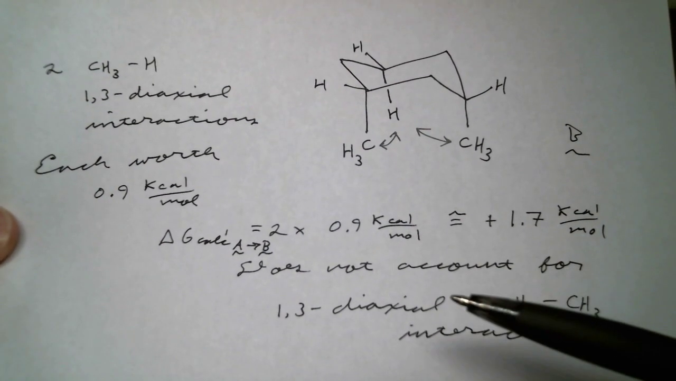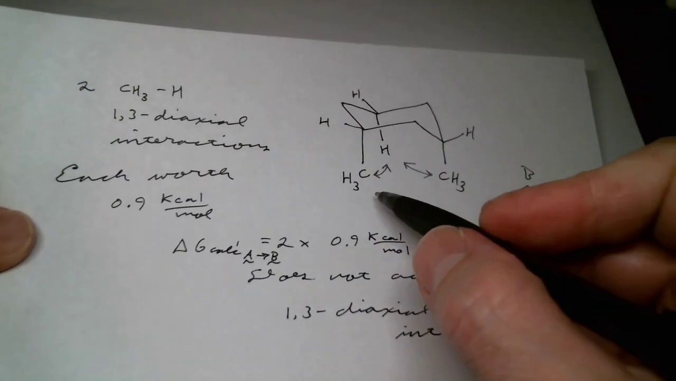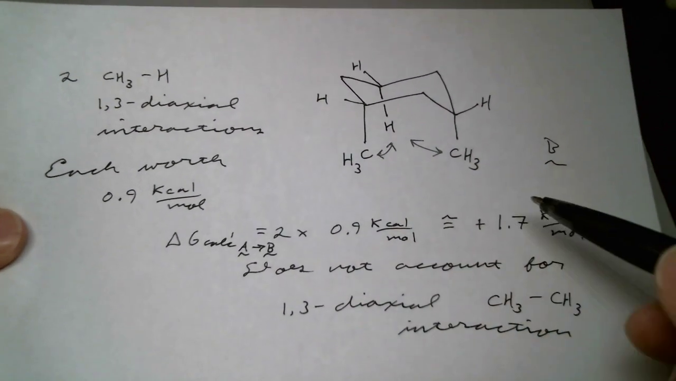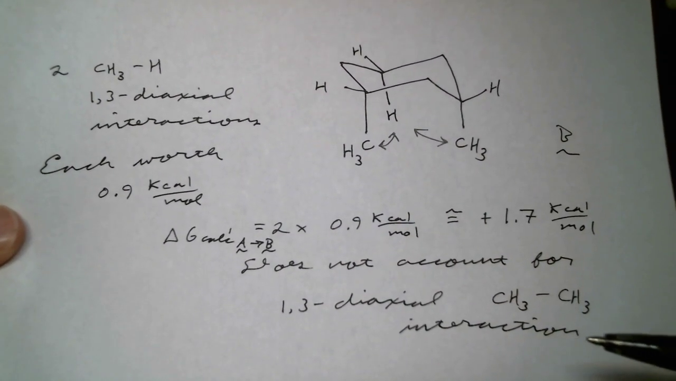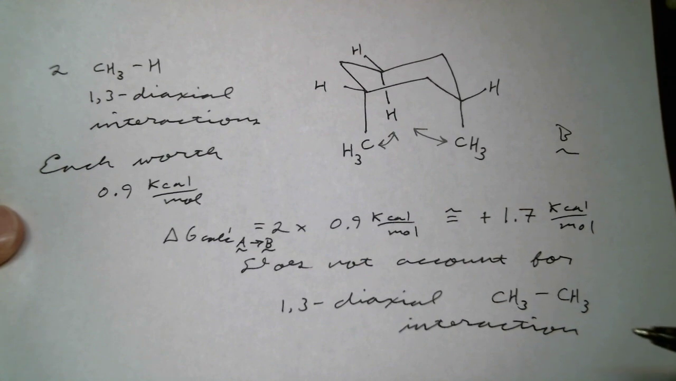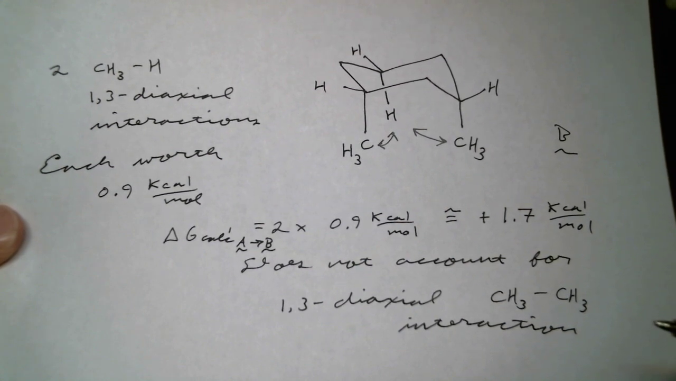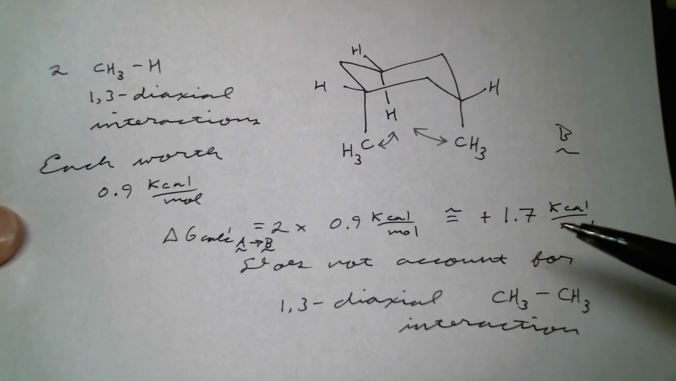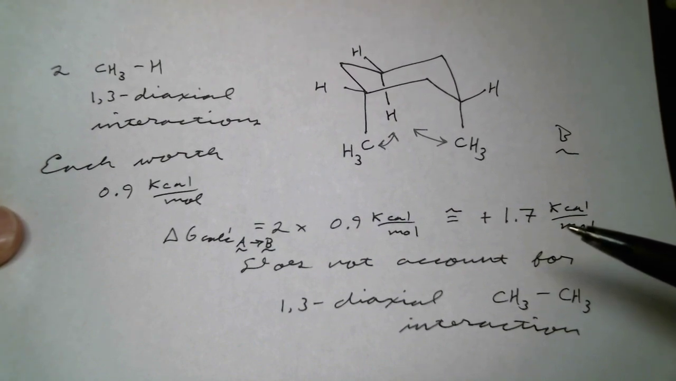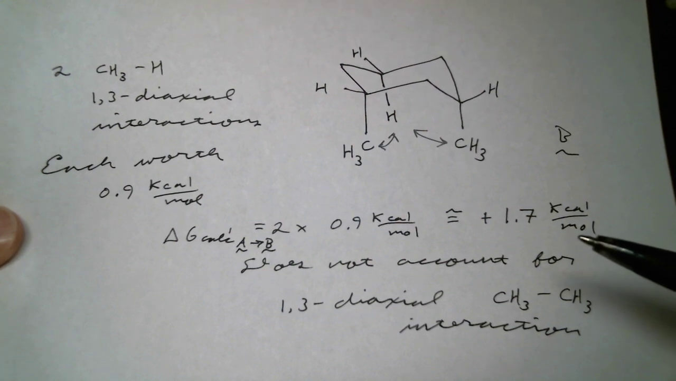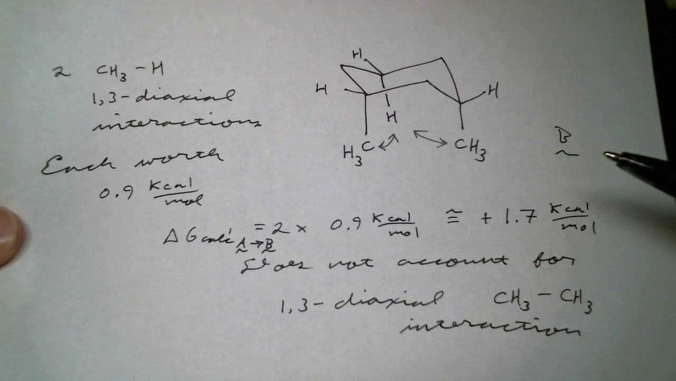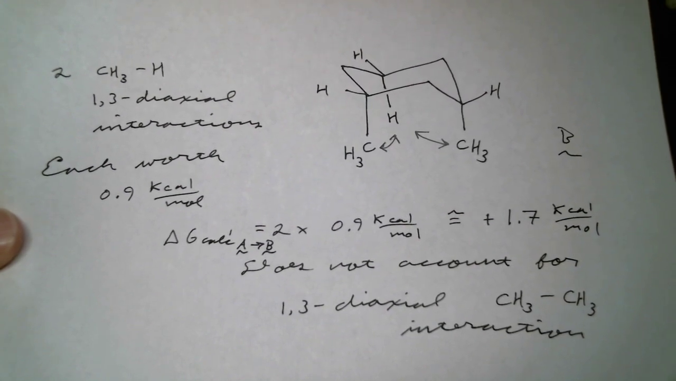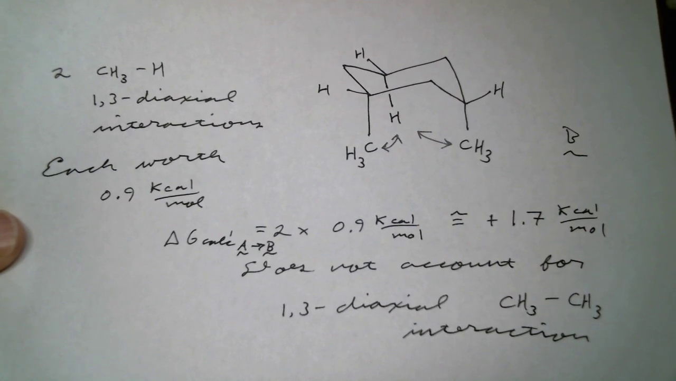This does not account for what? For the methyl-methyl diaxial interaction, or an arrow you could draw between the 2 methyl groups. And we said that that is 3.7 kcals per mole. So if you add 3.7 kcals per mole plus 1.7 kcals per mole, you get your experimental value of positive 5.4 kcals per mole for going to conformation B. I hope that's clear. If it's not, we can spend some time talking about it in class, and I'll see you there.